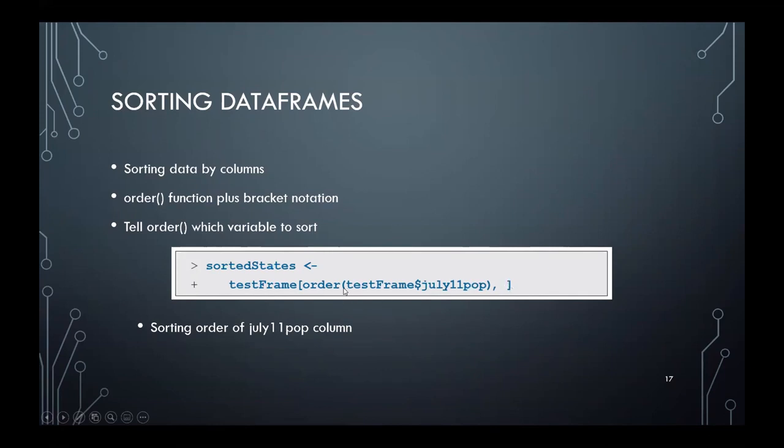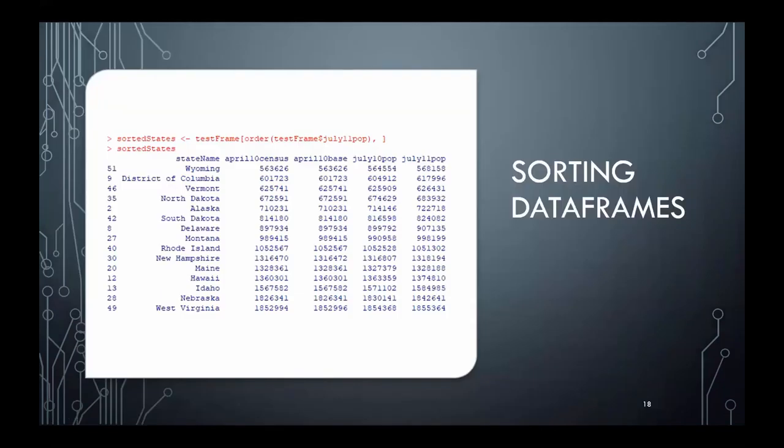The square brackets are indicating this is the section of the data that I want, right? And it's coming out of test frame. I'm going to assign it into a brand new data frame called sorted states. So finally, you're going to have a brand new data frame called sorted states, and it is going to be sorted on that July 11 pop column name. Hopefully that broke down that command really well for you guys.